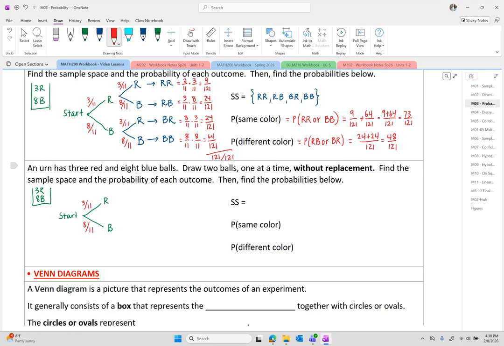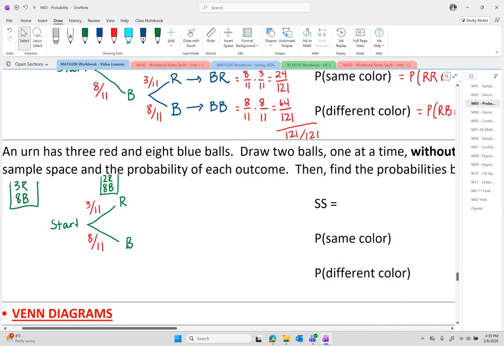Now, if I have picked a red ball, my urn has now changed, because in this case, I will have 2 reds and 8 blues. I am holding the third red ball in my hand. So when I do my next pick, which could be either red or blue, the probabilities have changed. The events are dependent.